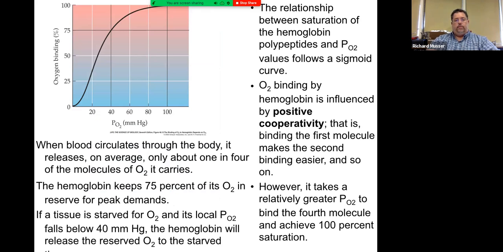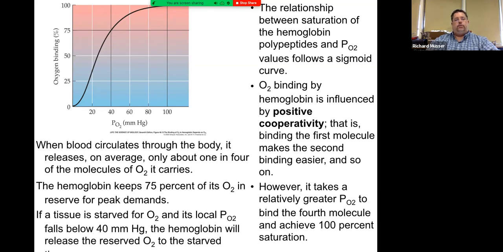So when the blood circulates through the body, it releases on average only 1 in 4 of the molecules of oxygen it carries. So the hemoglobin keeps 75% of its oxygen in reserve for peak demands. If a tissue is starved for oxygen and its local saturated oxygen and dissolved oxygen falls below 40 millimeters of mercury, or whatever that symbol is, the hemoglobin will release its reserved oxygen.